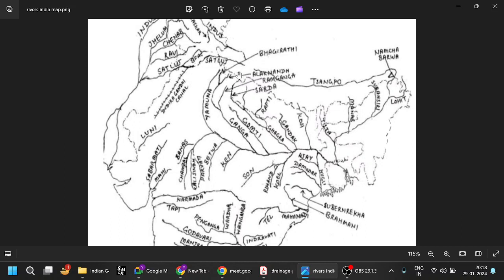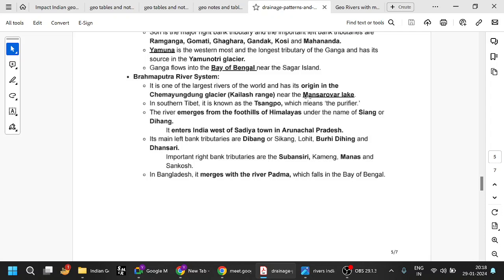Below that, Gangotri is the glacier for Ganga, and in the Kailash range, Bokhar Chu is the originating point of Indus. And Brahmaputra, we have just seen, originates in the Chemayungdung Glacier in the Kailash range near Mansarovar Lake, and it is one of the largest rivers. By volume in India, it is the largest. By length, Ganga is the largest, and Godavari is called Dakshina Ganga.